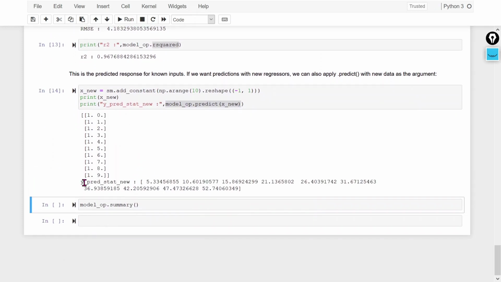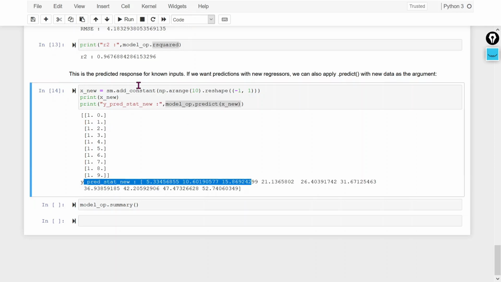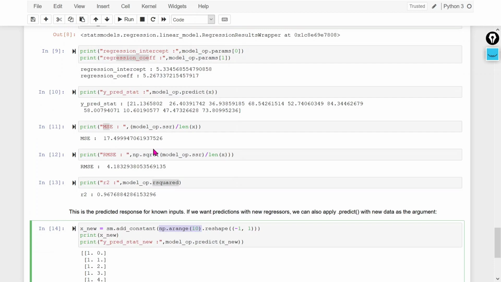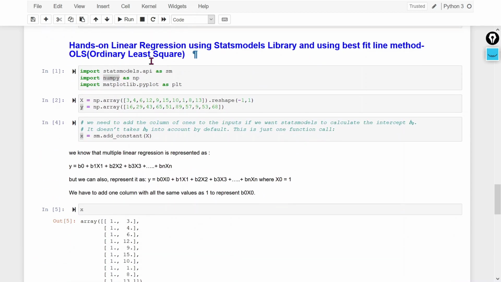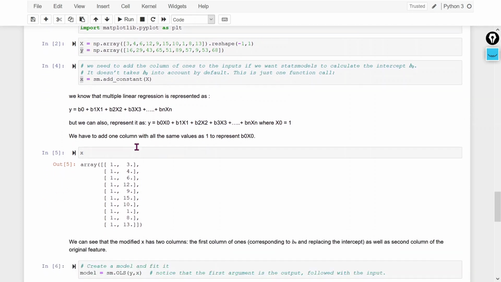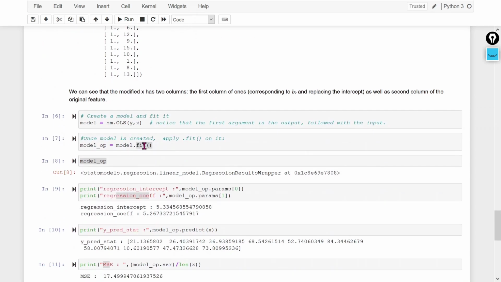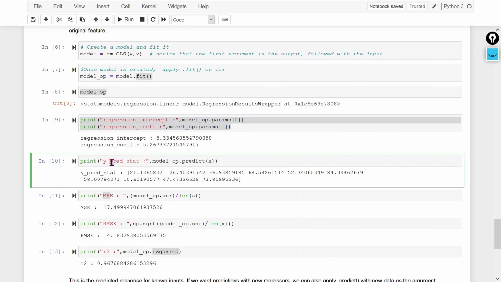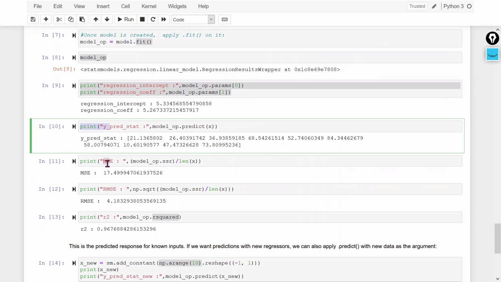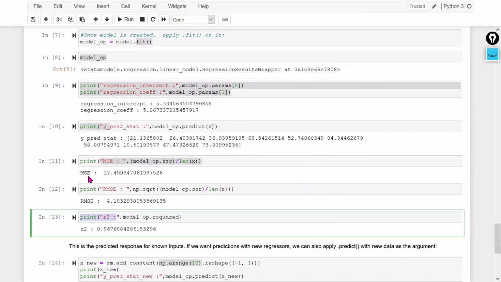So this way I will get the predicted output for this particular unseen data. This way we can perform linear regression with the help of the statsmodels library. This is very straightforward. First we create the object, then we fit. If we want to check the intercept and coefficient, we can check. Otherwise we can directly use the prediction and then evaluate our model with the help of the evaluation metrics. This is very straightforward.